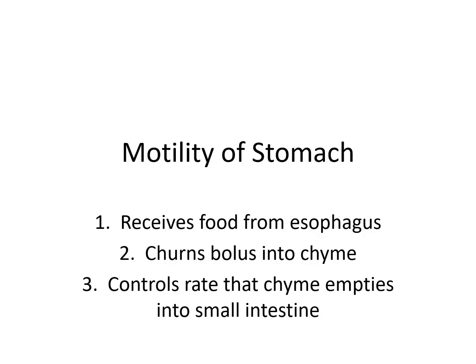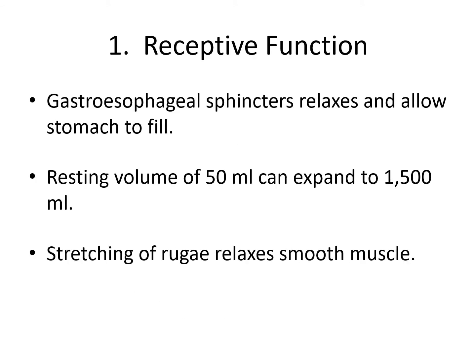The second major function of the stomach is propulsion. The stomach has motility, and the motility is used for three different purposes. One, it has to receive food from the esophagus, and it has to churn the bolus into chyme. Okay, this bolus of food has to be kind of liquefied into chyme. And finally, it has to control the rate that the chyme empties into the small intestine. It can't deliver it all at once, but it sets the rate of how much of the chyme empties into the duodenum.